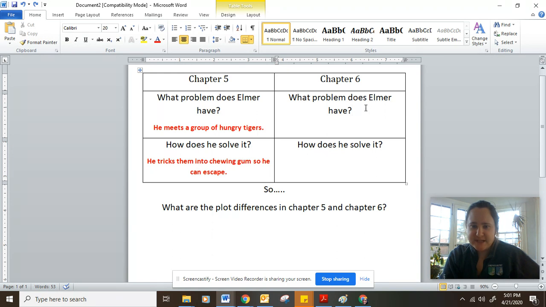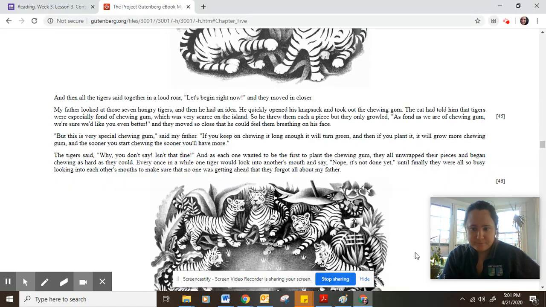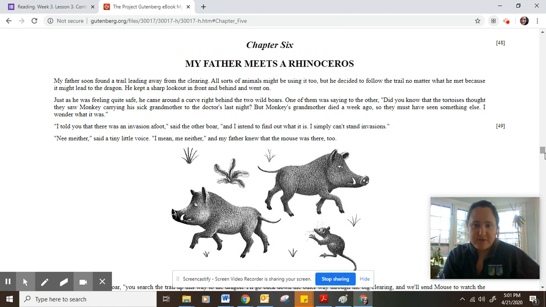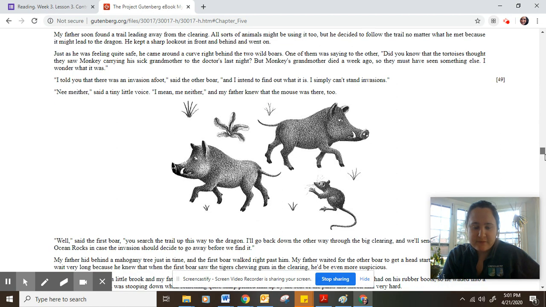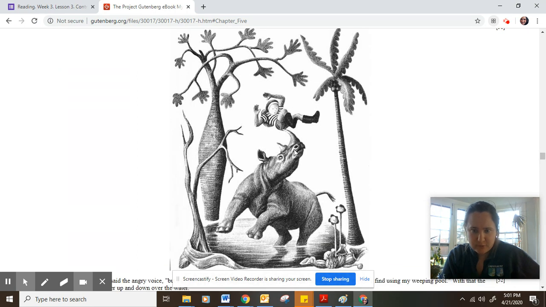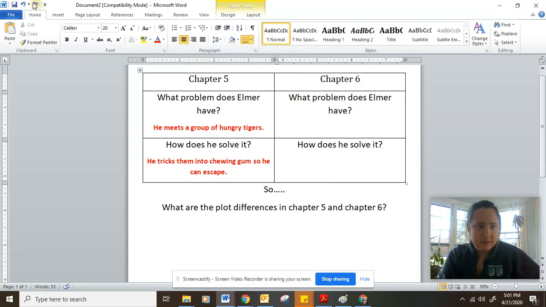Now I want to look at chapter 6. What problem does Elmer have in chapter 6? I'm asking the same question. I'm going to see if it's different. So moving down to chapter 6. "My father meets a rhinoceros." Oh, right. Again, from the chapter title, I remember. His father meets a rhinoceros who is really, really angry. So going back, the problem that Elmer has is he meets an angry rhinoceros.